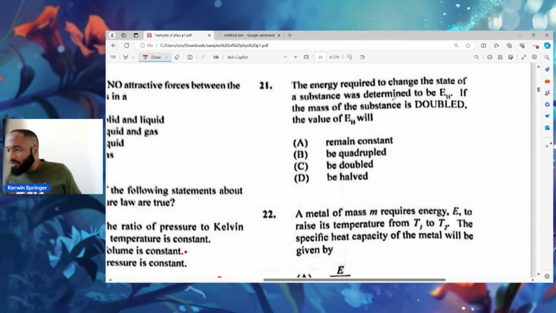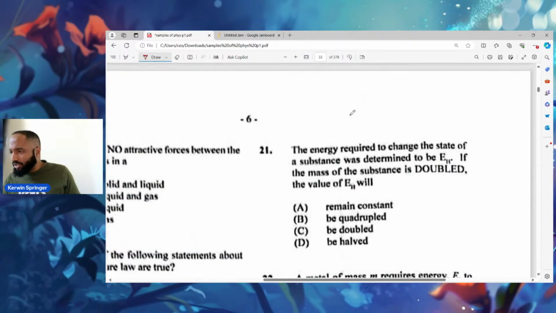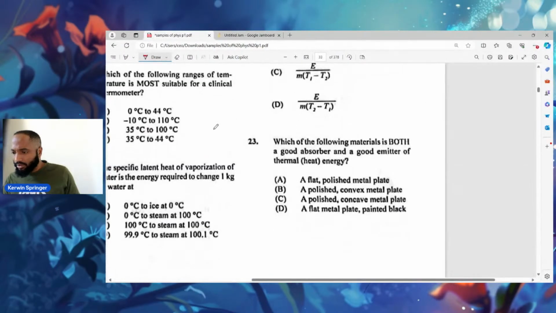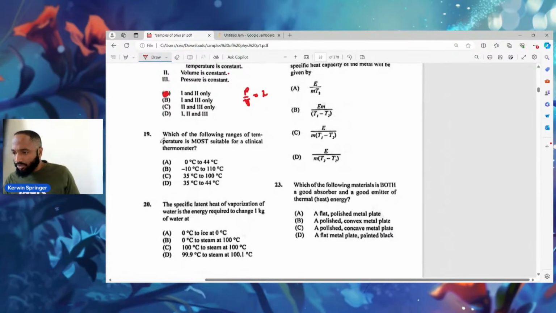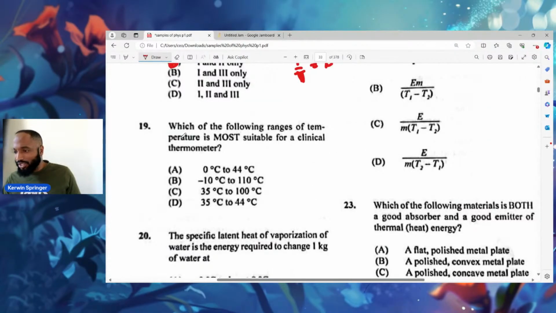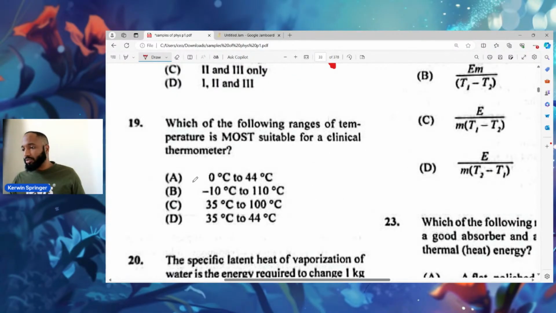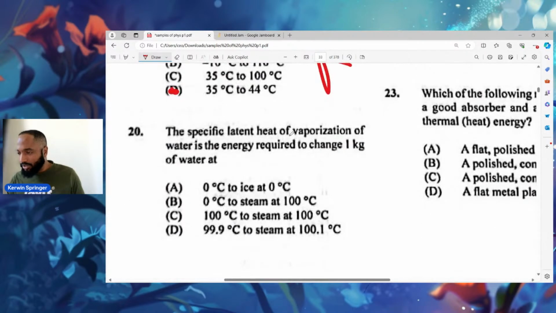The energy required to change the state of the substance was determined to be EH. If the mass of the substance is doubled, what is this? I'll leave out some things. Okay. Which of the following ranges of temperature is most suitable? This is a big repeat. The specific latent heat of vaporization is the energy required to change 1 kilogram of water at vaporization. So 100 degrees, need to keep it constant. C is the answer for that one.